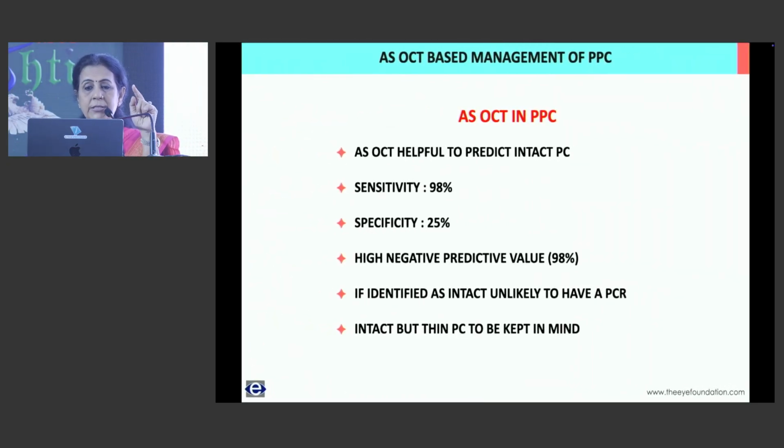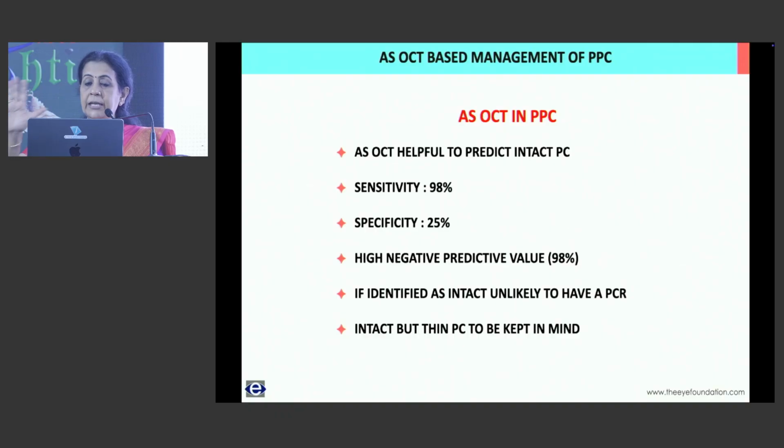So what did we understand? ASOCT is helpful in predicting with an intact PC. In 98% of the cases, it is sensitive, which is very important. So you will not go wrong if you do a hydrodissection there. Specificity: out of 16 cases, 4 cases only had PCR, whereas all should have had PCR. So the specificity is only 25%.